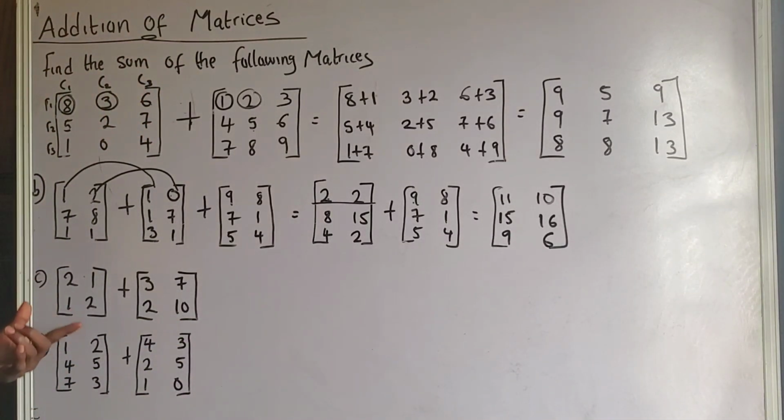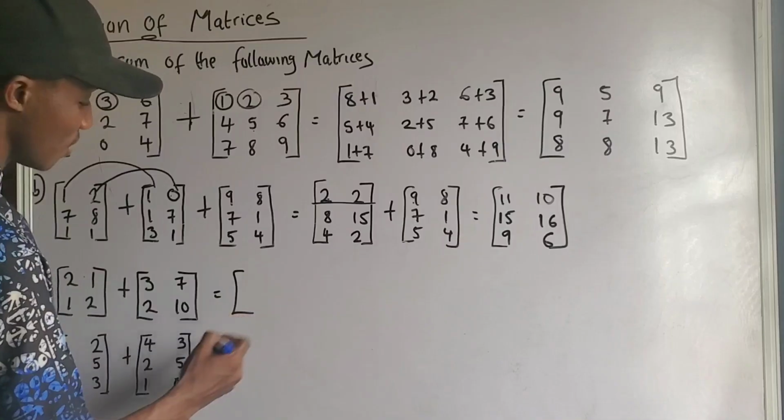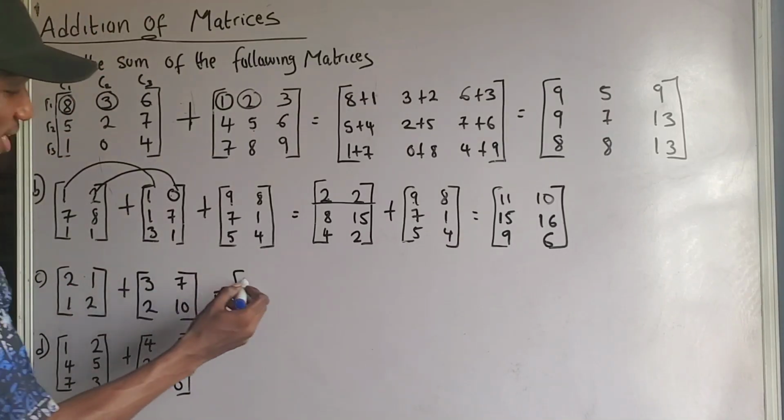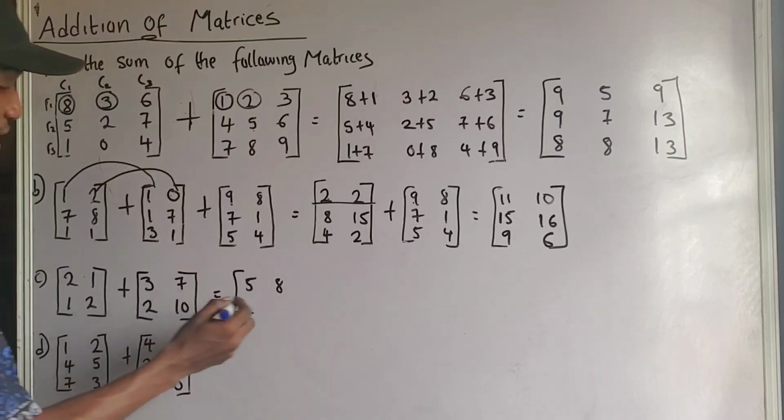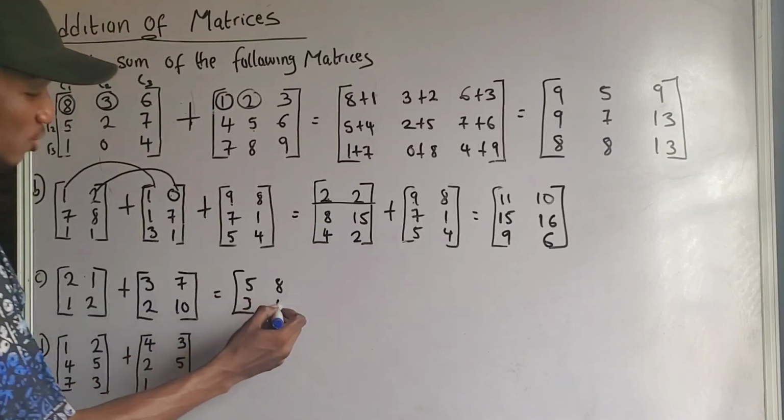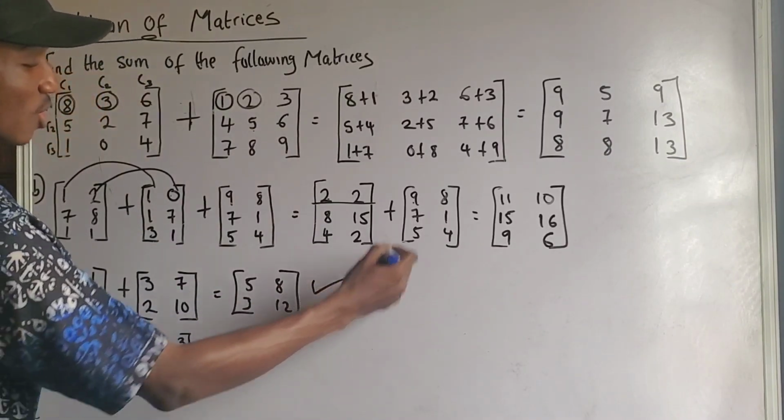For the third one, what is the order of this matrix? Yeah, the order is 2 by 2, so we can easily sum this together as well. For this, I'm going to have 2 plus 3, that is 5, 1 plus 7, that is 8, 1 plus 2, that is 3, 2 plus 10, that is 12. Okay, that is the sum of the matrix.